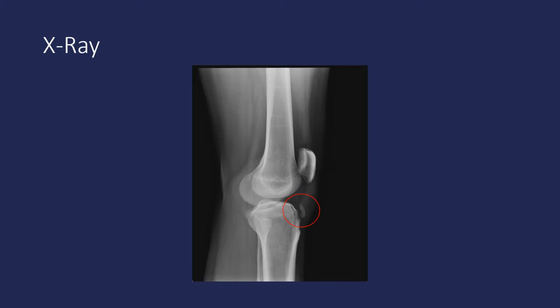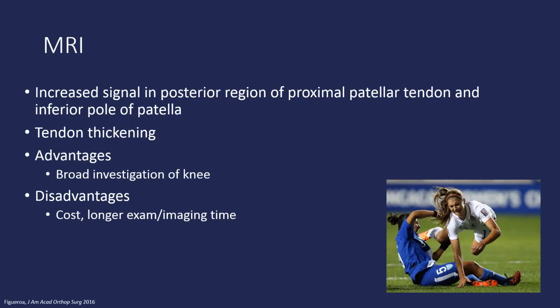This is a lateral X-ray of a 25-year-old who's been experiencing anterior knee pain for about 3 months. Notice a tendon calcification along the patellar tendon attachment near the tibial tuberosity. MR is one of the more common imaging modalities. A common finding on MRI is increased signal in the posterior region of the proximal patellar tendon and the inferior pole of the patella, as well as tendon thickening.